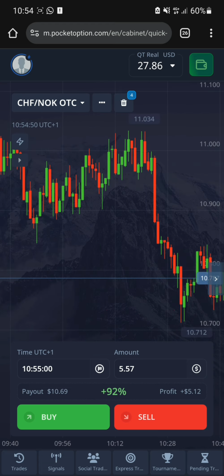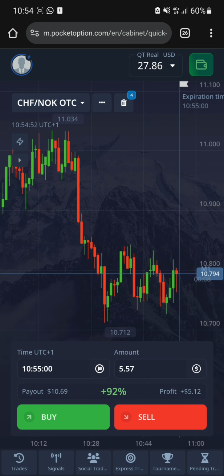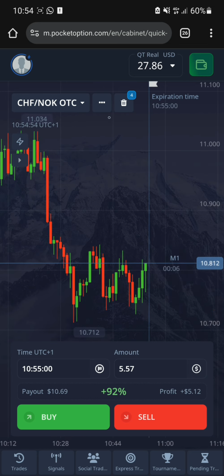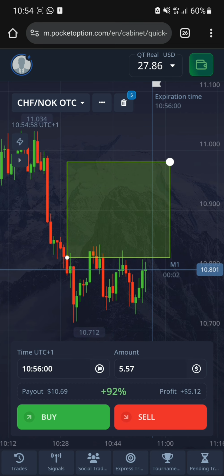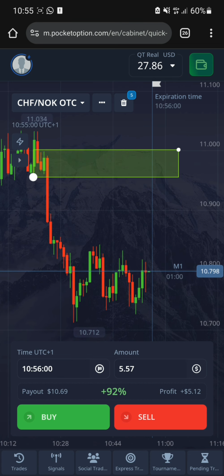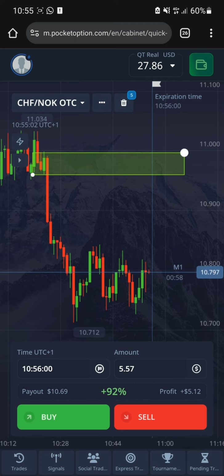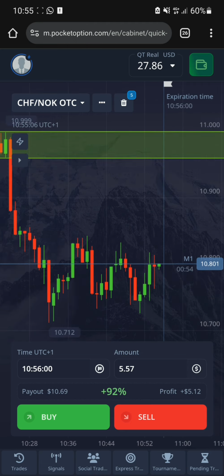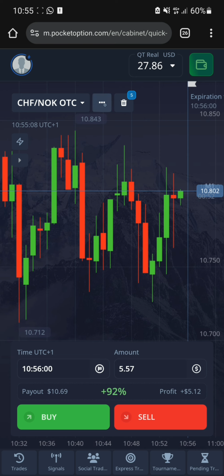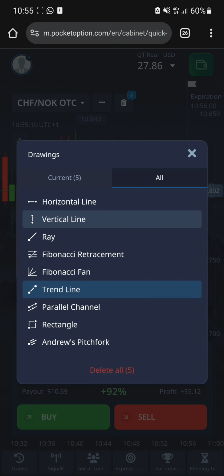Now in this particular market, CHF and NOK, I noticed there's this basic market structure pattern towards the left side. But first I was trying to see if I can at least mark where the supply and the demand zones are in the market so that I can guess the next direction of the market.